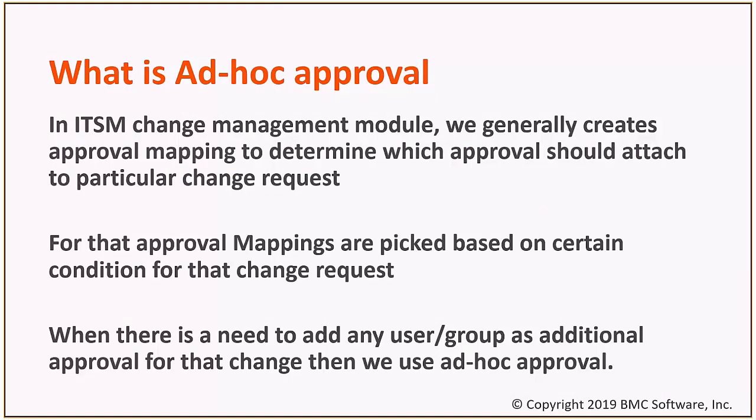In ITSM change management, we generally create the approval mapping to determine which approvals should get attached to the change request. And based on that approval mapping, those approvals will be generated either for the individual or a set of groups. If I feel a new approval should be added for any particular user or set of groups, then what should we do? In that case, we add the ad hoc approvals.